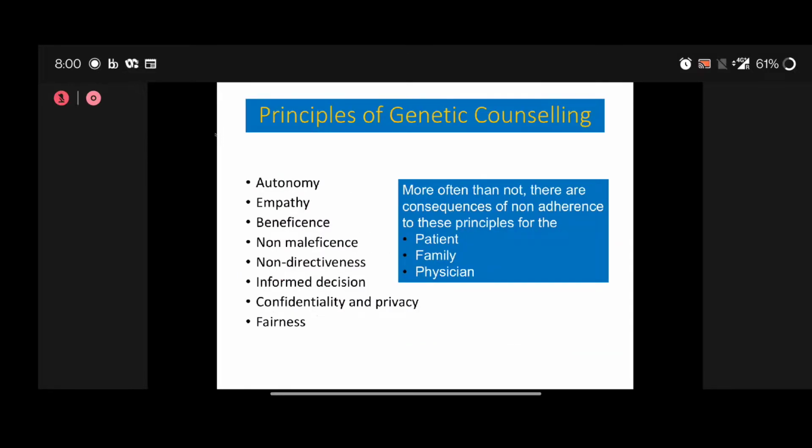Then there are the principles of genetic counseling: autonomy, empathy, beneficence, non-maleficence, non-directiveness, informed consent, confidentiality, and fairness. In our Indian practice, very often they are breached, and more often than not there are consequences of non-adherence to these principles, not just for the patient and family, but sometimes for the physician also. So I think imbibe them and practice them, it helps.